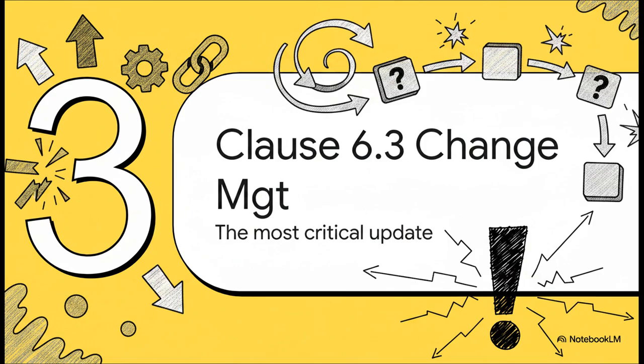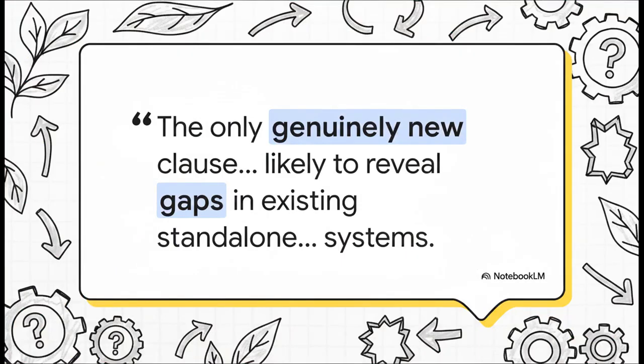Okay, Section 3, Clause 6.3, change management. This is the heavy hitter, folks. I actually want to read this exact quote directly from Ismail Imzor's guide because it just hits the nail on the head. Quote, "This is the only genuinely new clause in the 2026 revision and the one most likely to reveal gaps in existing standalone ISO 14001 systems."